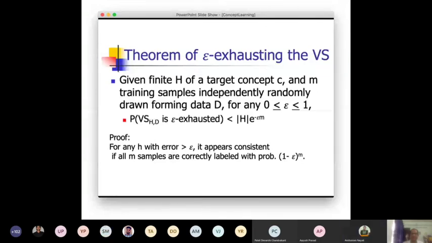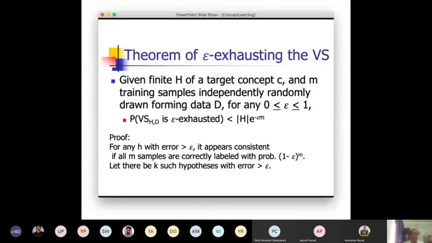Fine. So if you assume that I consider only one hypothesis, this is the probability that this hypothesis has error greater than epsilon, but is still declared consistent. So if you assume in our hypothesis space, not in the version space, there are k such hypotheses.